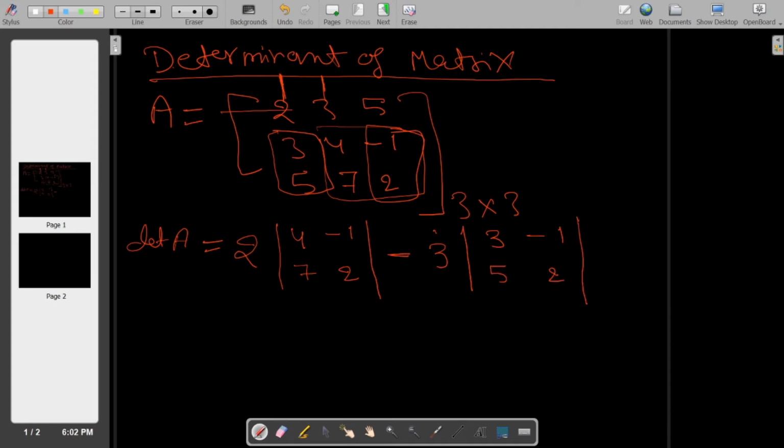So you see the sign here, it is plus, then minus, then plus, then take 5. So you apply the same rule, remove this column and this row, so you will get this part 3, 4, 5 and 7. Now you know how to calculate the determinant of 2 by 2 size, so all are 2 by 2.